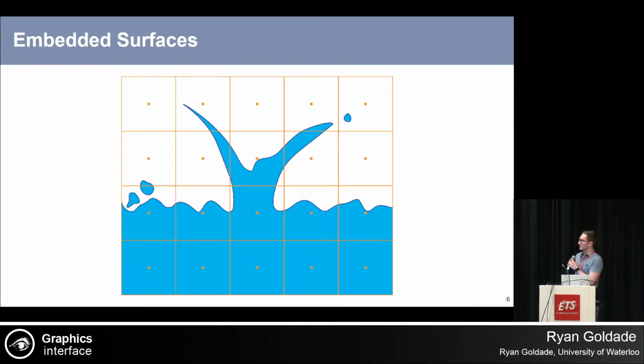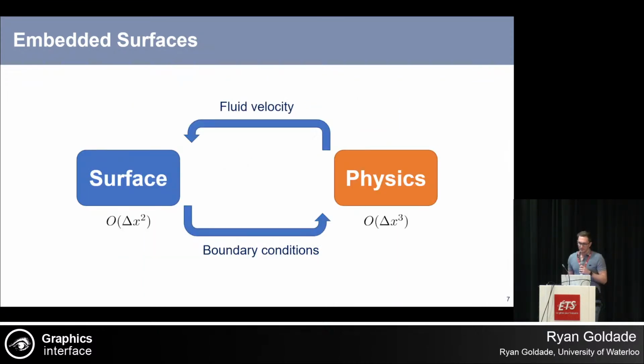So the idea here is that I have a really high resolution splash that has a nice blue surface, and I want to simulate this with a lower resolution physical grid. The physical grid would be in orange here, and if you tried to represent this with a level set, you wouldn't be able to see any of this detail. But I want the detail, I just don't want to pay for it. Okay, so let's talk about how we couple the two together.